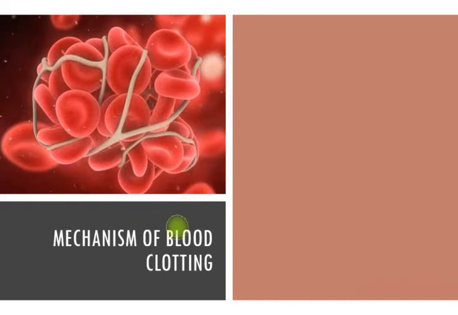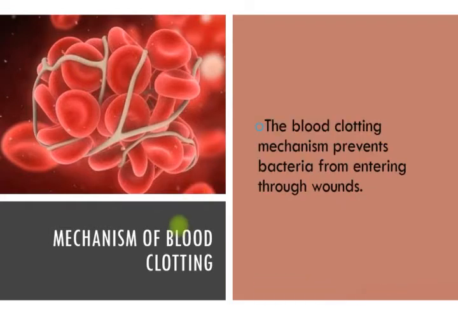Okay, then we go to the next first line of defense: the mechanism of blood clotting. We already learned the mechanism of blood clotting in chapter 10. You still remember that? So the blood clotting mechanism prevents bacteria from entering the body through wounds. So this is important. Why is it important? To prevent the pathogen from entering into our body through the wounds, through the injury.